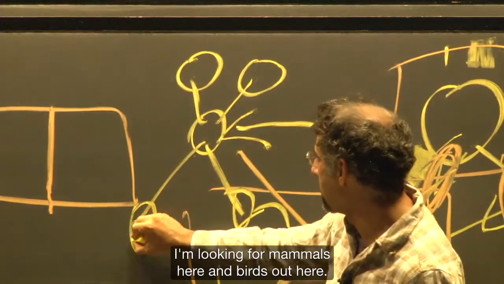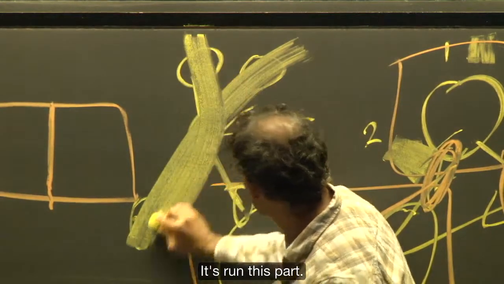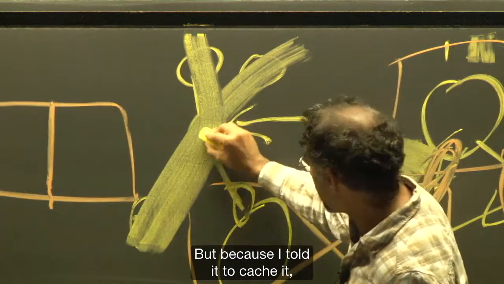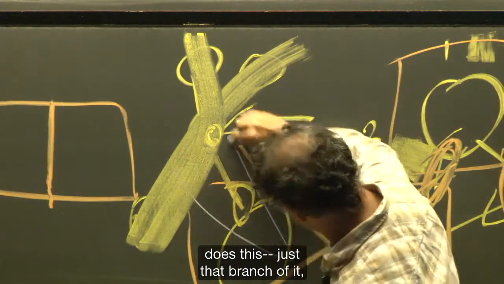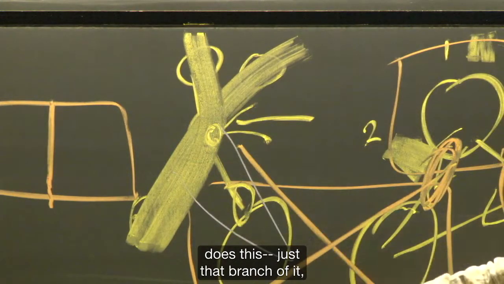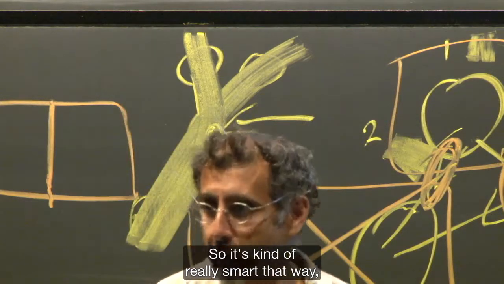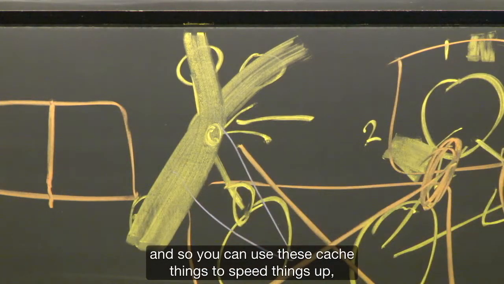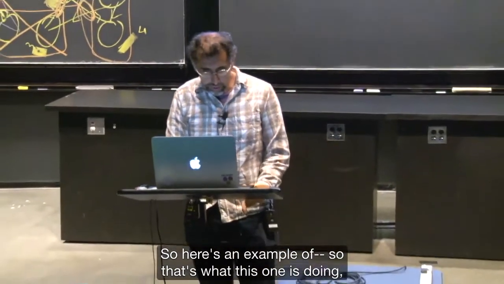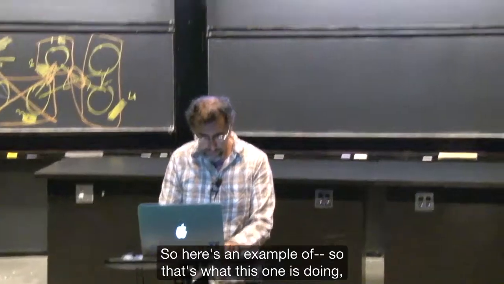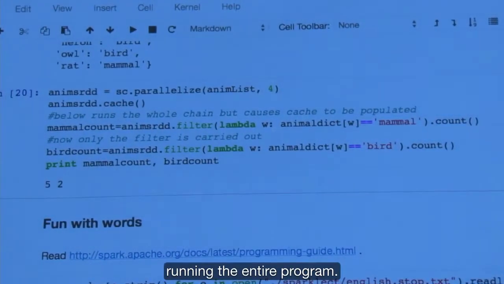I'm looking for mammals here and birds out here. It's run this part. It hasn't run this. But because I told it to cache it, the next time it comes around, it just does this, just that branch of it, because it knows exactly where you are in the graph. So it's really smart that way, and you can use these caches to speed things up a lot. So that bird count is running off the cache, whereas the animal count ran by actually running the entire program.